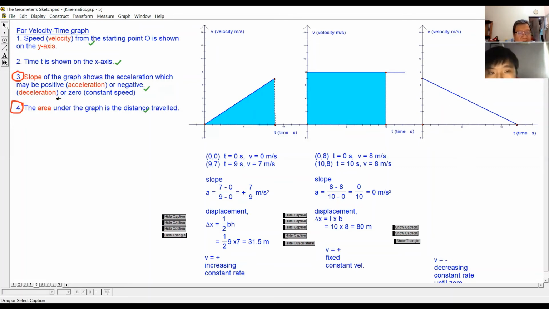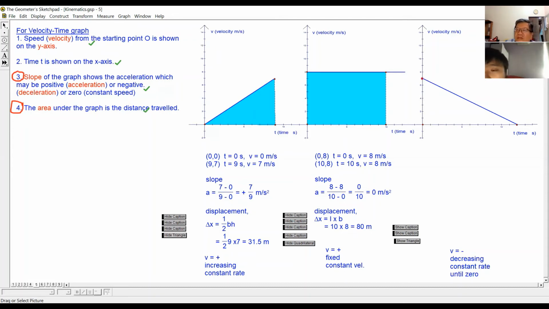Need to find the slope. Correct. Then another one? Then find the area. Yes, correct. Now, in order to find the slope and the area, you have to identify 2 points on the straight line. One is this, another one is this one, or any point along the line. So what is the coordinate of this point here?